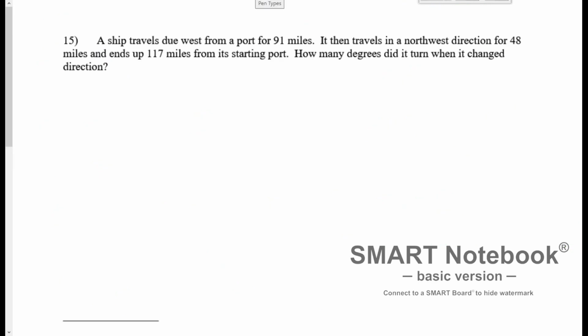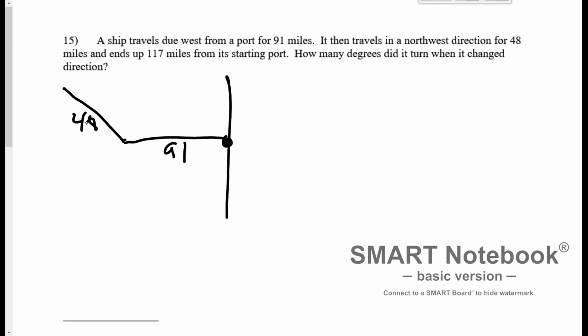Okay, now a ship is traveling, so you have some kind of ship. It's traveling due west from a port, 91 miles. So here it is, leaving port, going due west for 91 miles, and then it switches directions and goes northwest, 41 miles. So northwest would be like this, correct? For 48 miles, and then it ends up 117 miles away from the starting point. So here's my ending point, and the starting point is 117 miles away. So really I just have a triangle here. This is just some angle.